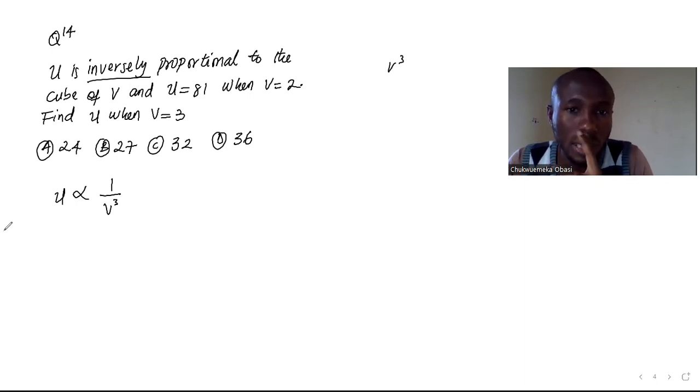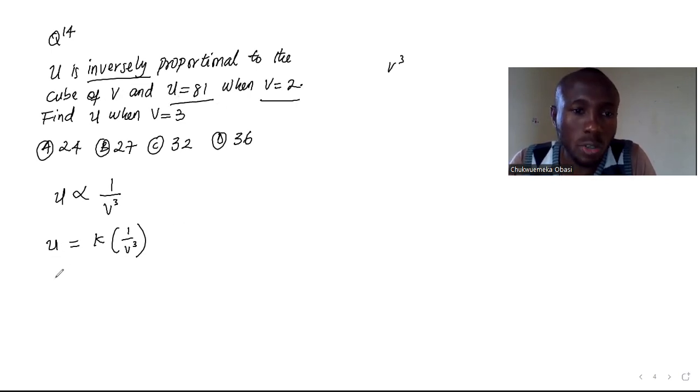So let us clean up those guys. Now, once we do this, we want to remove this symbol here. And remember, whenever you remove this symbol, you introduce a constant of proportionality. That is the k. Now, the next statement will help you obtain the value of k. So they said U is 81 and V is 2. So when you plug U to be 81 here, and you have k times 1/V cube, V is 2. So that's 2 cube. And 2 cube is 2 times 2 times 2, which is 8.